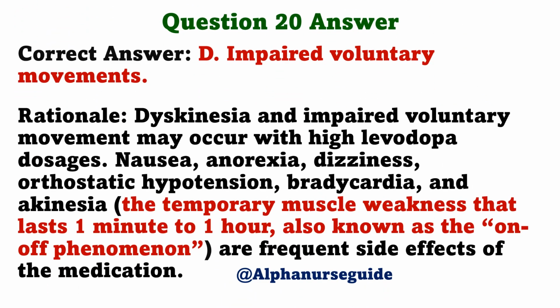The correct answer is D. Impaired voluntary movements. Rationale: dyskinesia and impaired voluntary movement may occur with high levodopa dosages. Nausea, anorexia, dizziness, orthostatic hypotension, bradycardia, and akinesia are frequent side effects of the medication.